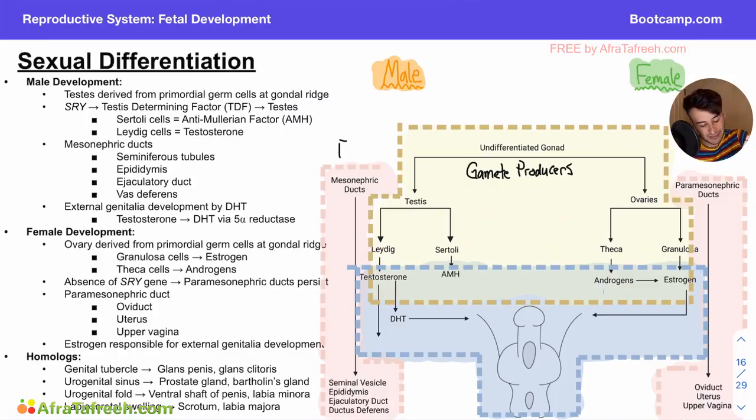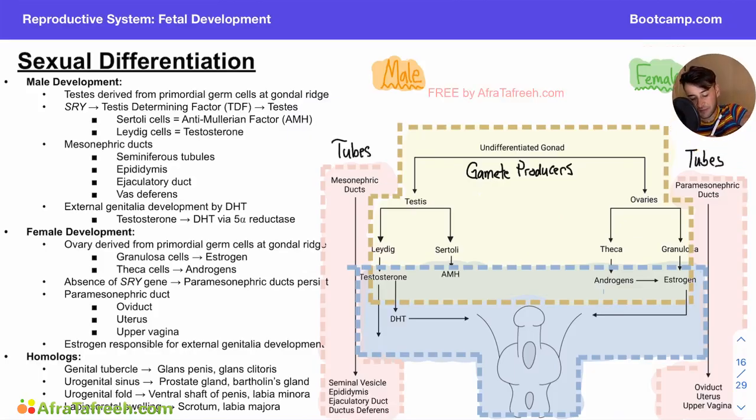If we direct our attention to the lateral sides of our diagram, I like to call these the tubes. And this is just a simple way of thinking about the male and the female structures that are going to support our gametes throughout reproduction. So you can see in our male, it's going to be things like the seminal vesicles, the epididymis, ejaculatory duct, and ductus deferens, whereas on the female side, we're going to have the oviduct, the uterus, and the upper vagina. And you can think about all these as facilitating gamete transport in the earlier stages of reproduction.